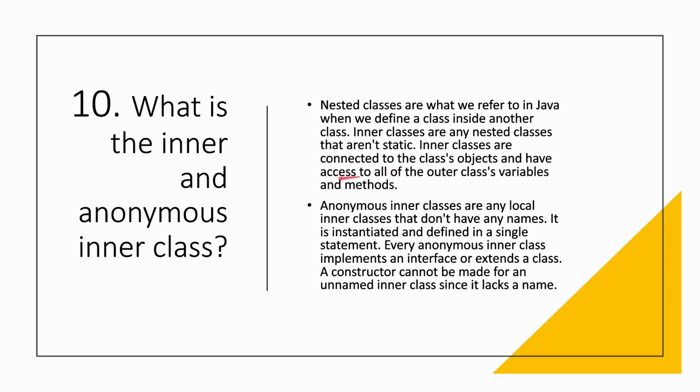Anonymous inner classes. Anonymous inner classes are any local inner classes that don't have any names, as the name says, anonymous. Okay, it is instantiated and defined in a single statement. Every anonymous inner class implements an interface or extends a class. A constructor cannot be made for an unnamed inner class since it lacks a name, correct? Because a constructor should have the same name as the class name. If the class does not have a name, then how can you create a constructor?